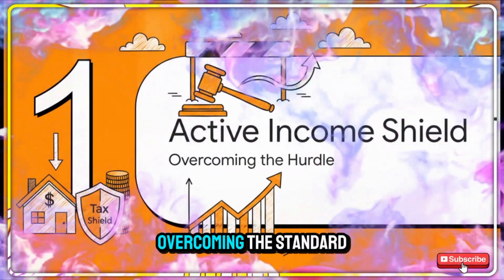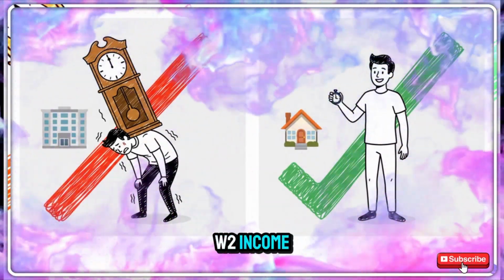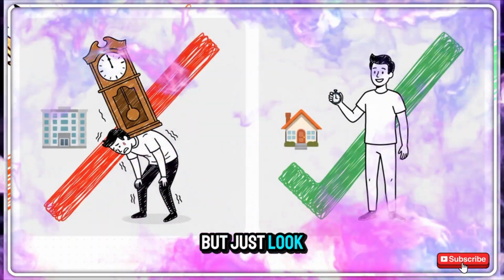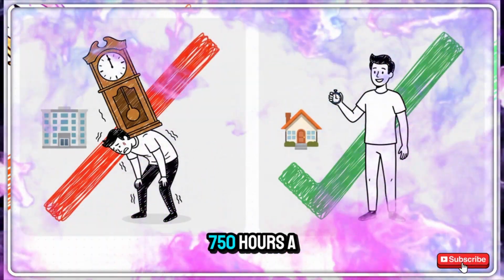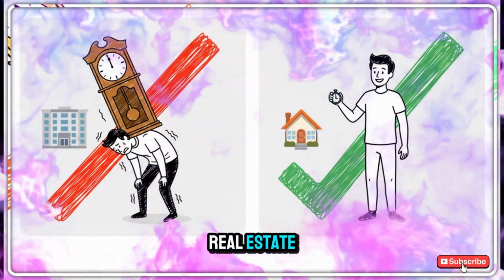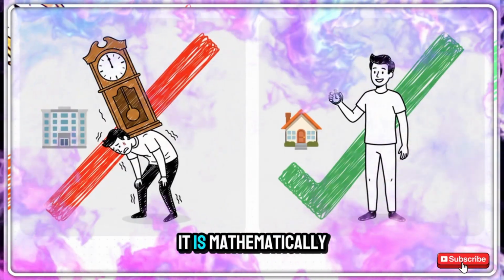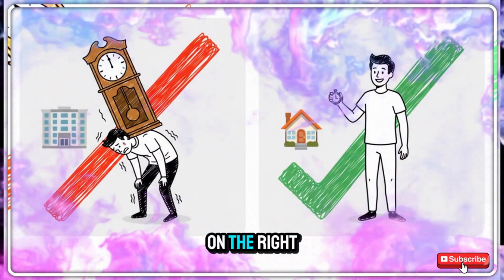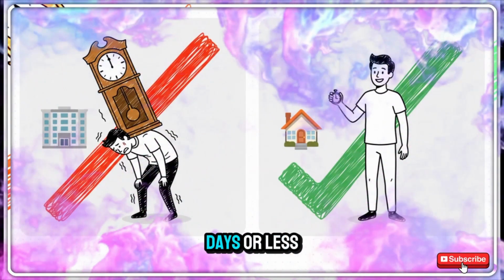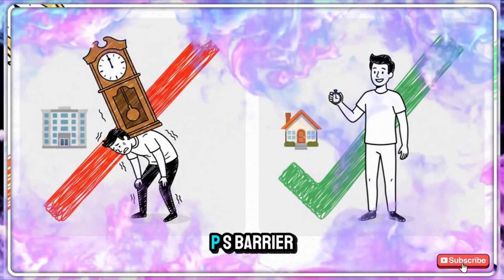Let's look at overcoming the standard hurdle. Historically, if you wanted to use real estate losses against your active W-2 income, you needed something called Real Estate Professional Status, or REPS for short. But just look at those requirements on the left. 750 hours a year, and more than 50% of your total working time dedicated strictly to real estate. If you have a demanding full-time job, you'd basically need a time machine to legally claim this. It is mathematically almost impossible. But look over on the right. The short-term rental rule requires just 100 hours a year and an average stay of 7 days or less. This is the highly accessible workaround that completely bypasses that massive REPS barrier.